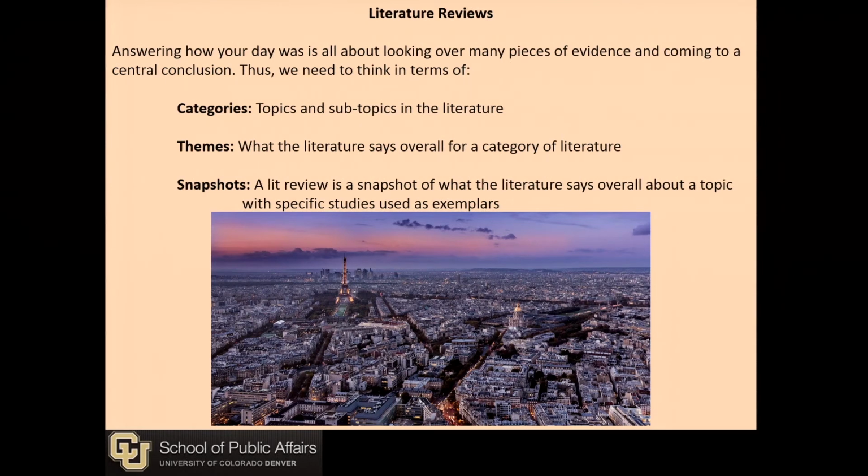So look at it this way. I'm on a lot of MPA capstones. A lot of them work for nonprofits, or they have nonprofit clients. And a lot of them have projects on volunteer retention. So that is a category in the literature.